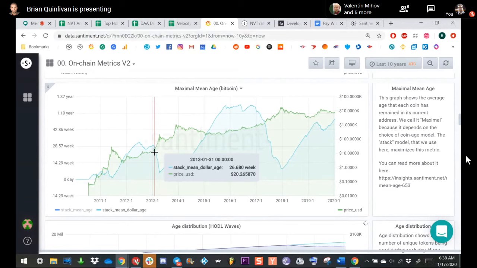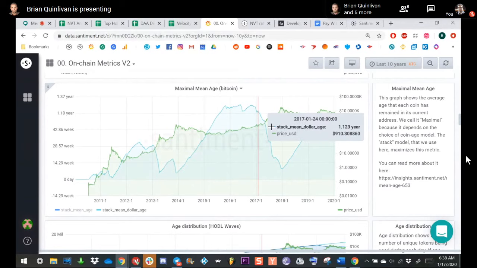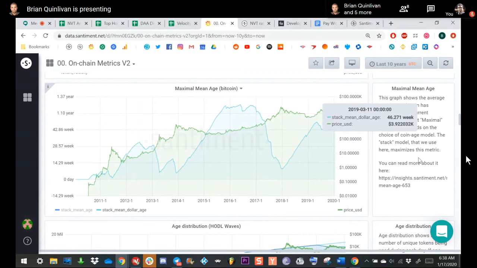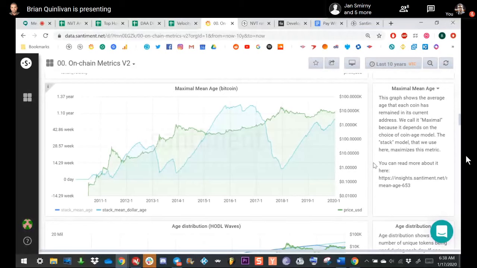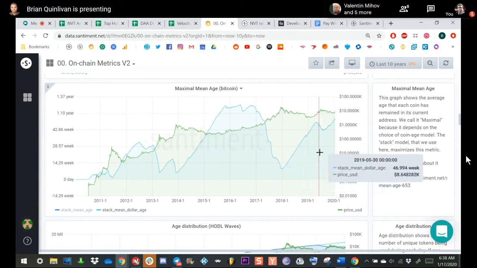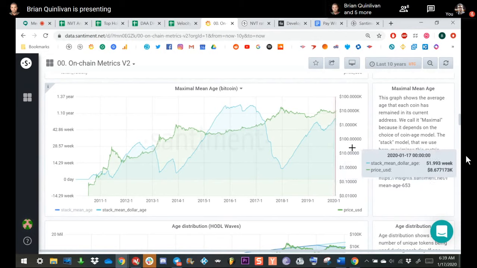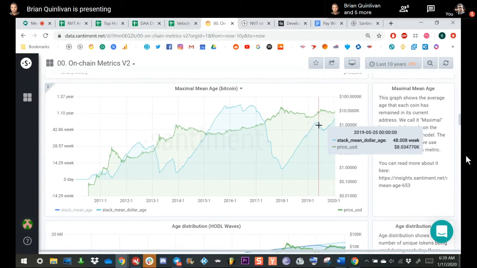Yeah. So beginning of 2013, beginning of 2017. You see at the final stages of the bull market, people start to sell their holdings. And this is why the average age goes down. At the same time, you see that the price starts to increase much faster than before. And this happened in each one of the previous bull markets.